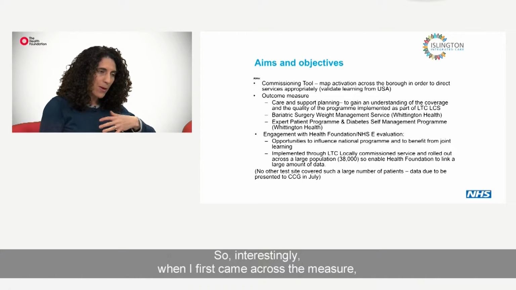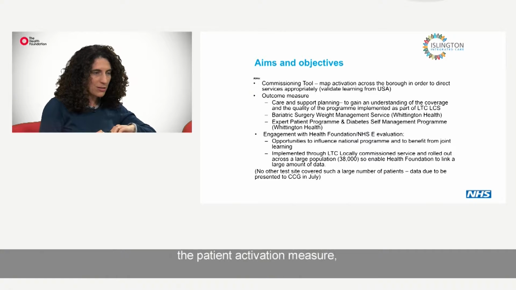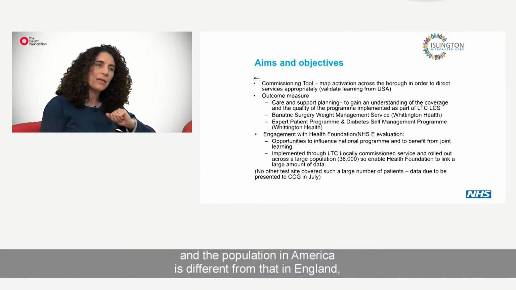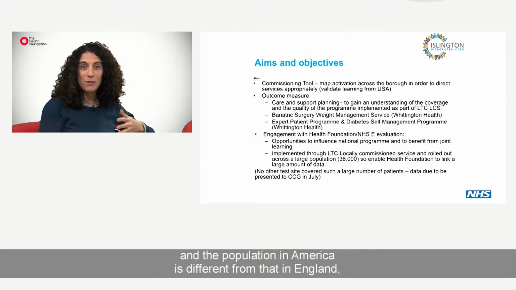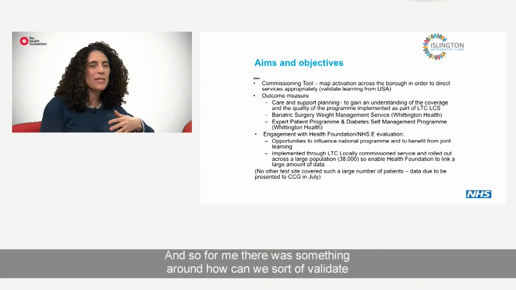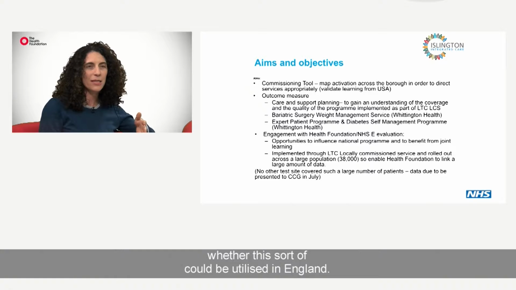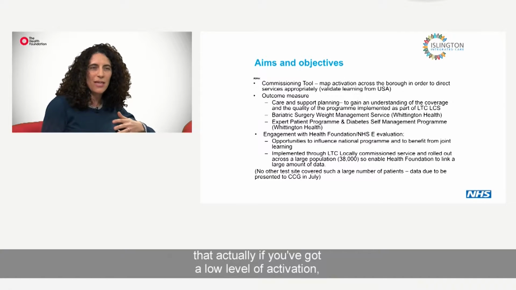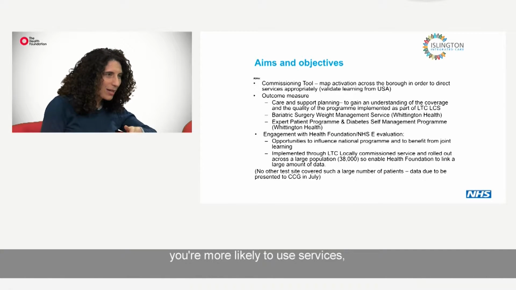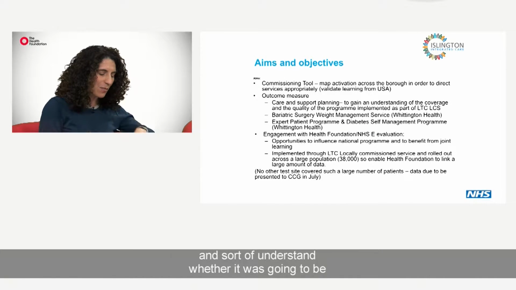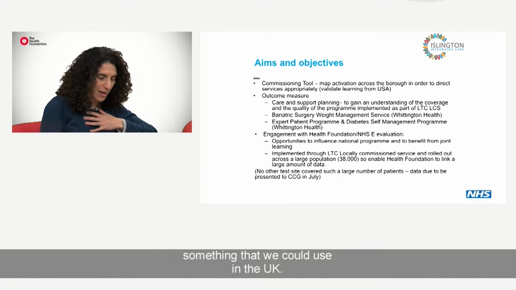So interestingly, when I first came across the patient activation measure, it had obviously been used in America, and the population in America is different from that in England. Often it's used within a population that's covered by health insurance. So there was something around how we could validate whether this could be utilised in England. Will it provide us with the same information and evidence that if you've got a low level of activation, you're more likely to use services, and if you've got a high level of activation, you're less? So we wanted to validate this as a tool and understand whether it was something that we could use in the UK.